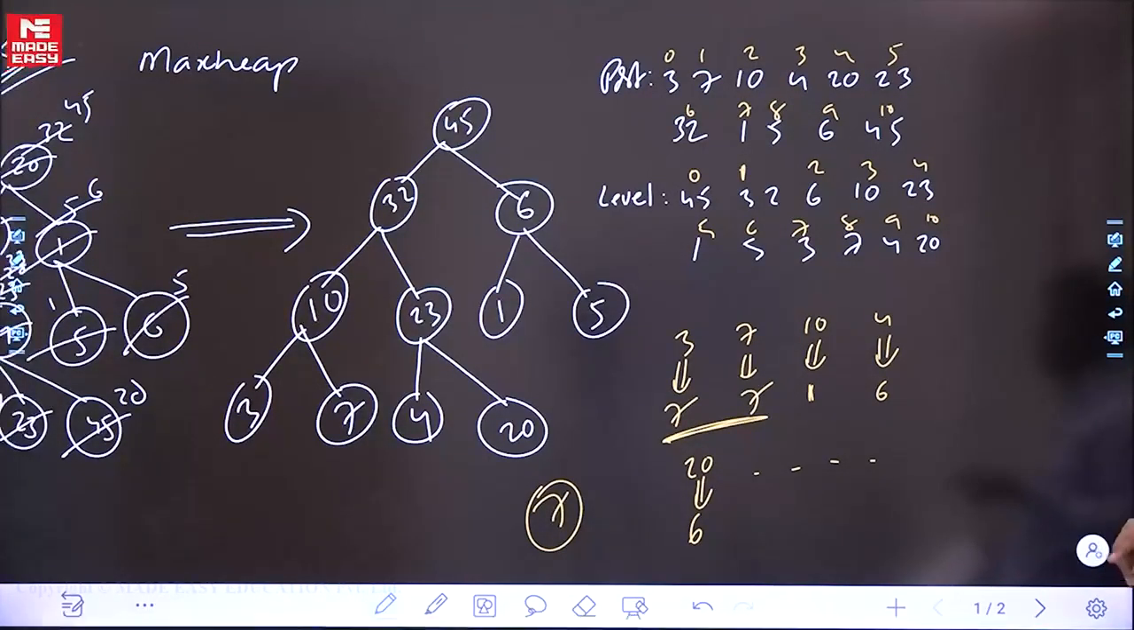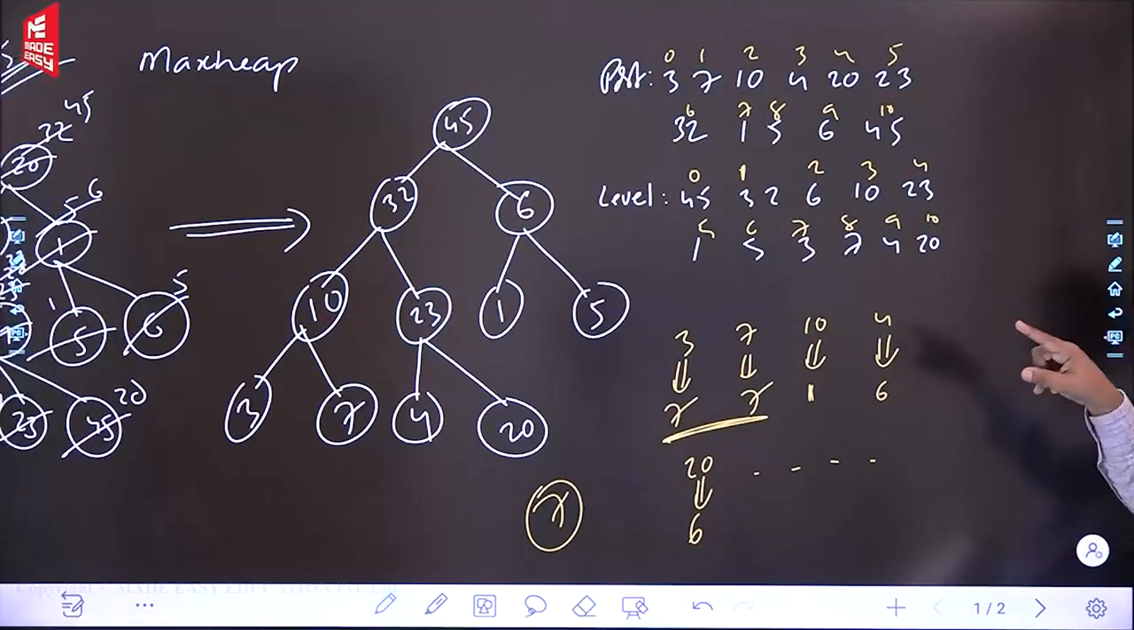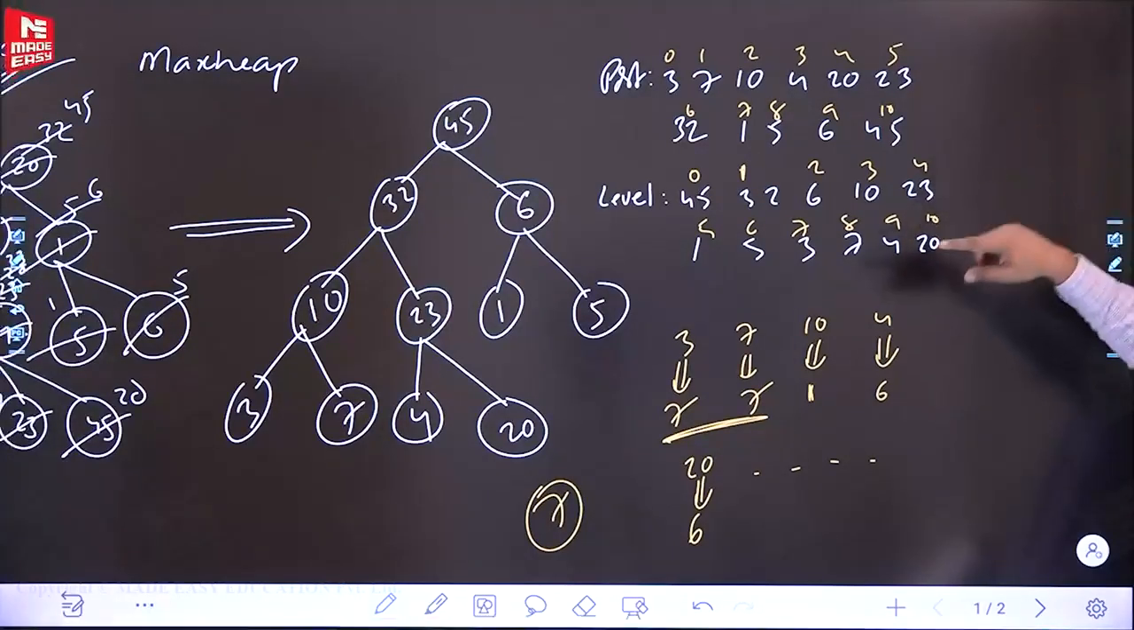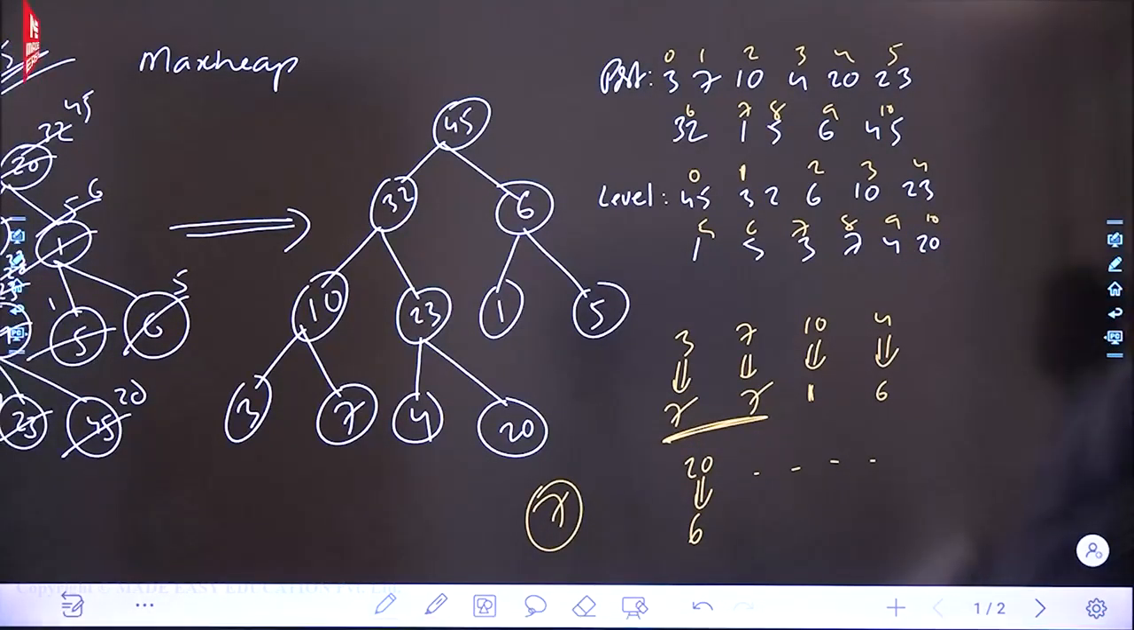Now in the similar way, for the max heap tree whatever you got, write the level order traversal also. Level order, listen everyone, is nothing but BFT, breadth first traversal. That also you will see in the graph traversal, maybe in the next class. So for the given max heap tree, draw the BFT also. Level order means level by level. In the first level, 45. Second level 32, 6. Next level 10, 23, 1, 5. Level by level you write, which is also known as BFT.